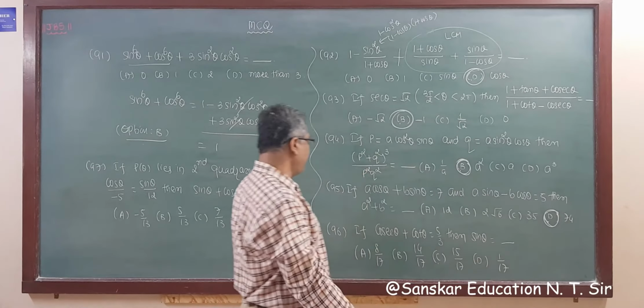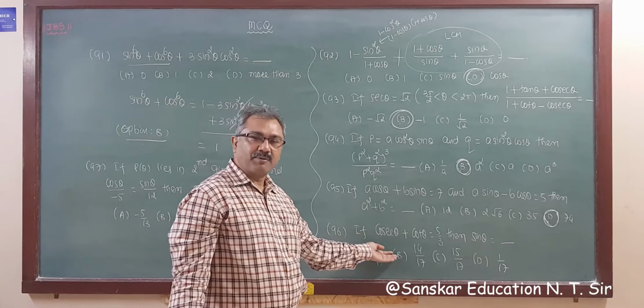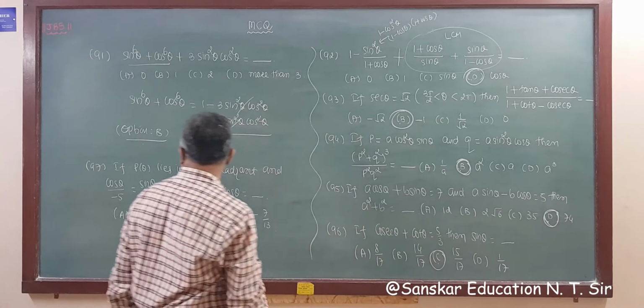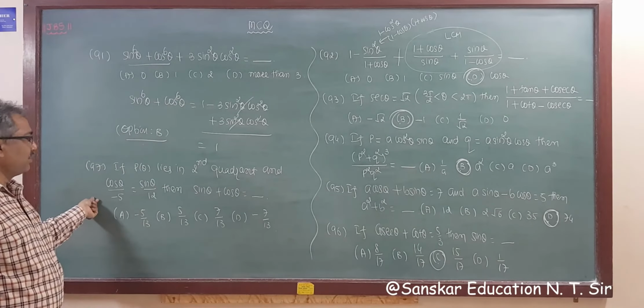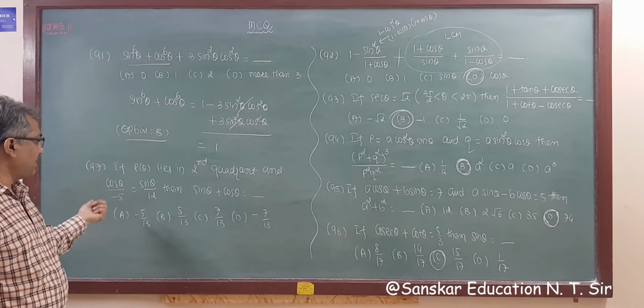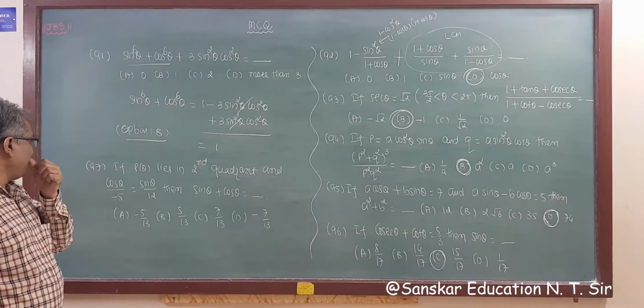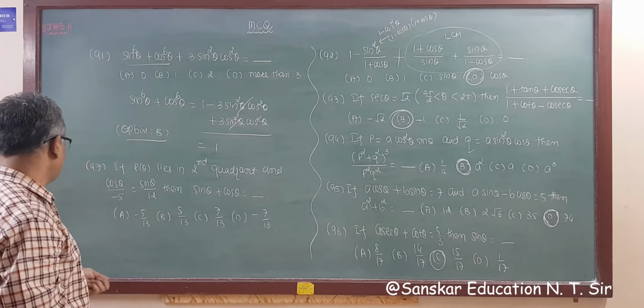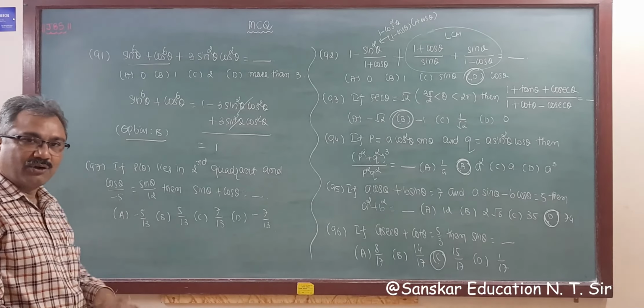The answer of this will be 74. Now similarly, we did this type of example, so no need to explain anything. The answer of this is 15 by 17. We did this type of question also, so no need to explain anything. I have to solve this one, so you can solve it yourself. Okay.